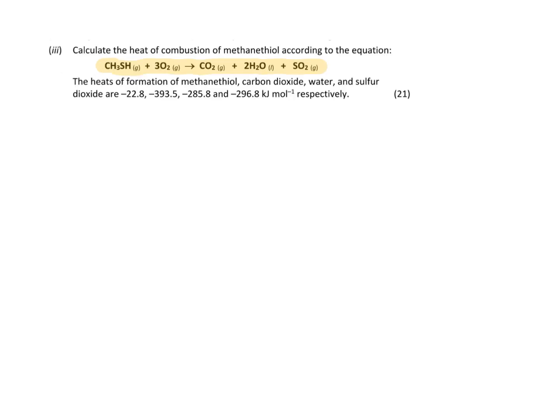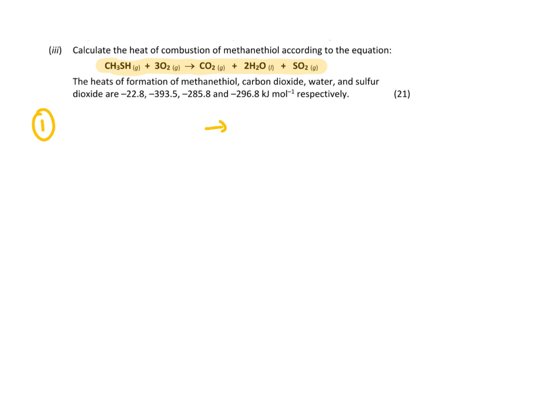The first thing to do all of the time when you're doing a question like this is to write out your target equation. I'm going to highlight the target equation because I have it here already. So our target equation for this question is highlighted there in yellow. That is the equation that we're working towards in this question. And it says that we can calculate it given data about the heat of formation of methane thiol, carbon dioxide, water and sulfur dioxide. So let's write out these heat of formation equations. The first equation that we're going to have is for the heat of formation of methane thiol.